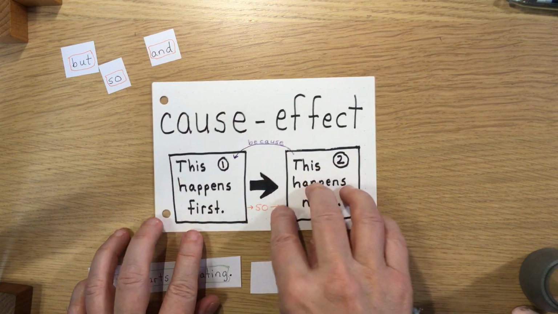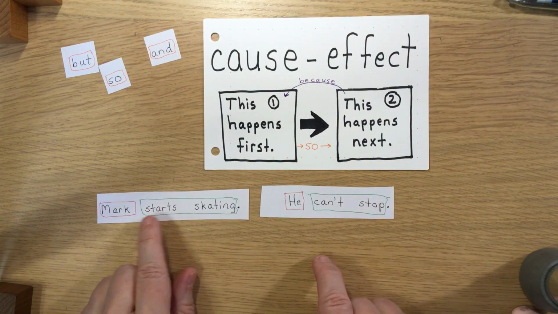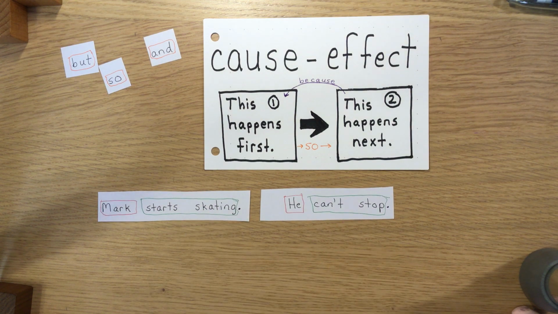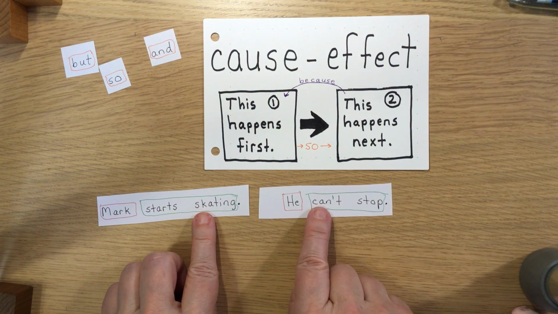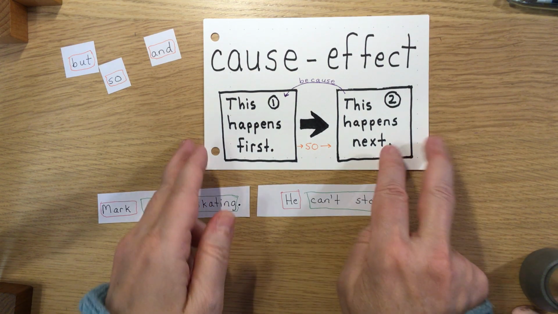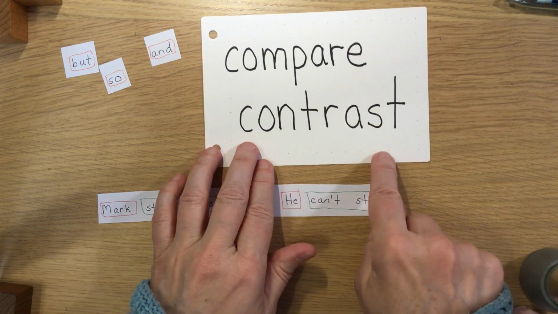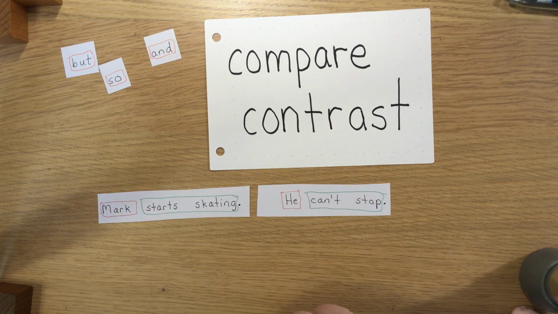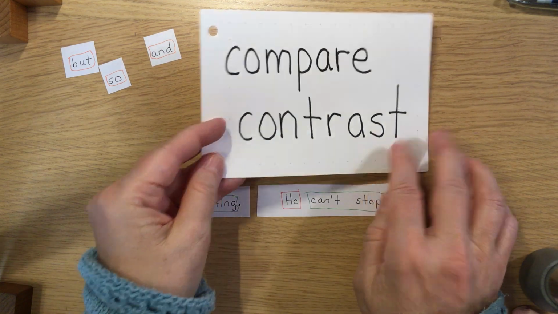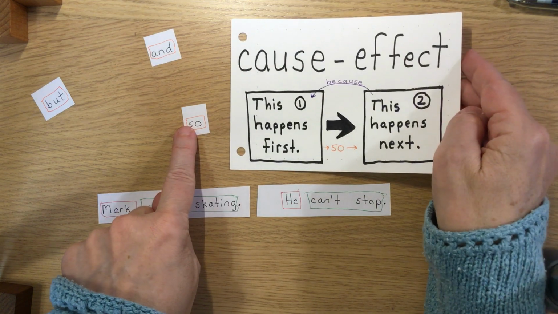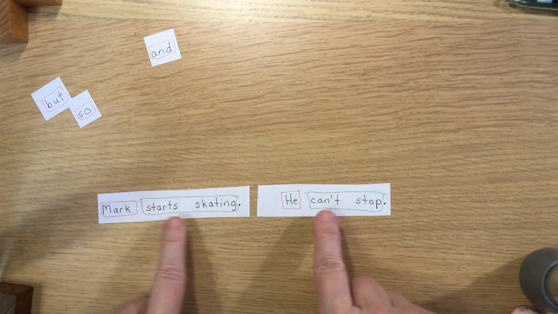If we're going to use the word so, then we're going to find the one that happens first. What happens first here? Mark starts skating. He can't stop. Well, we don't know that this is going to be a good sentence for so. Let's see what other kind of word we have. We also have a word that we use for compare and contrast. Compare and contrast is when we have two different things going on and they don't seem to go together. They seem to be a little bit different. They don't agree or make sense. So let's see, we're going to use but with that one. But is a word we use for compare and contrast, and so is a word we use for cause and effect.